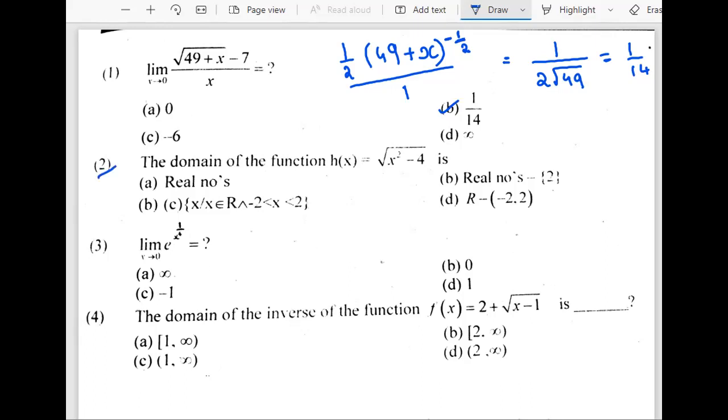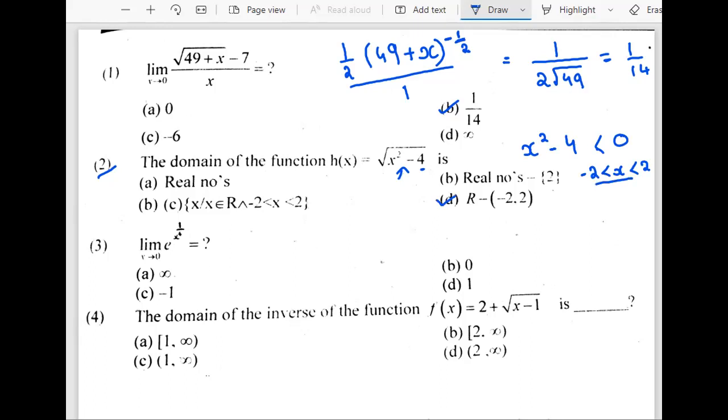The domain of the function h of x equals this. Now we know that under the root, we cannot have a negative number, right? So we have minus 4 here. This means that the domain would be all the real numbers except those which will give me a negative number there. So let's see what values of x would give me a negative number under the root. That is less than 0, and so it is minus 2 less than x and x less than 2. This means that we have all the real values except this range, so the answer would be D.